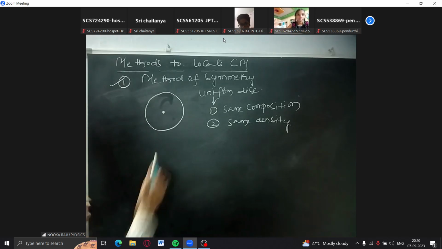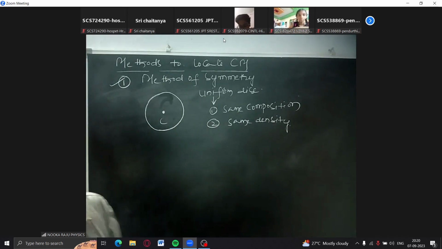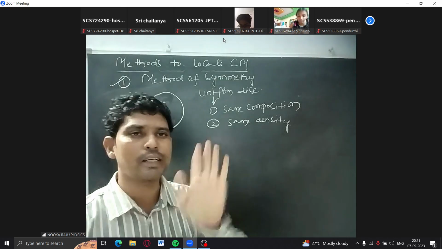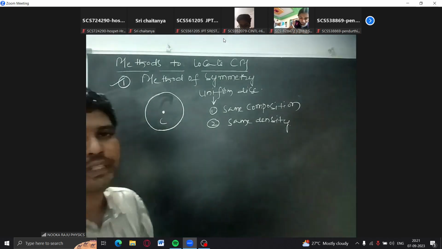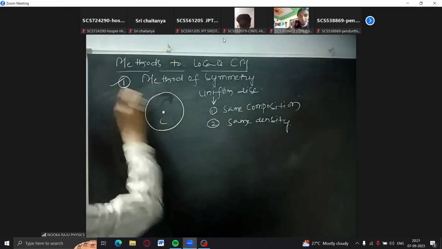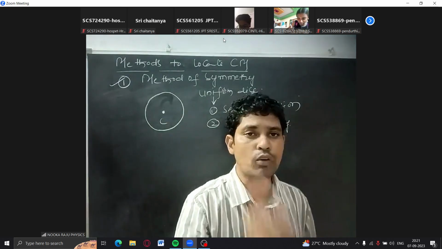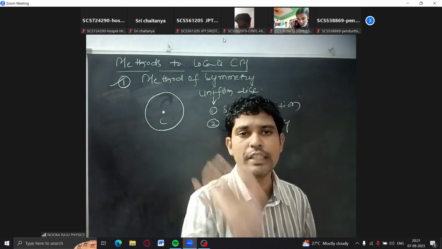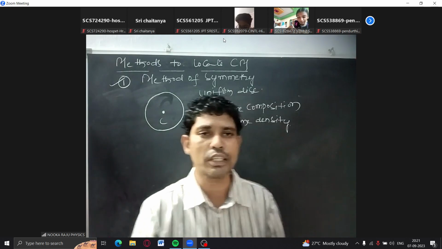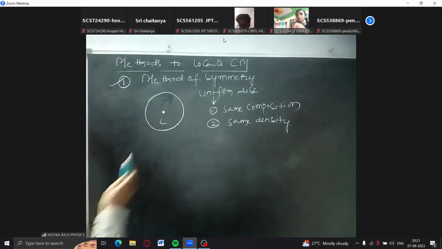For the case of a uniform disk, this is the center of mass. The center of mass is located exactly at the center of the given body. If you draw the lines for this body, where all the lines intersect at one point, that point indicates the center of mass of the given body. So this is one of the examples.